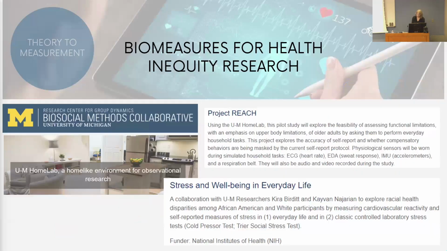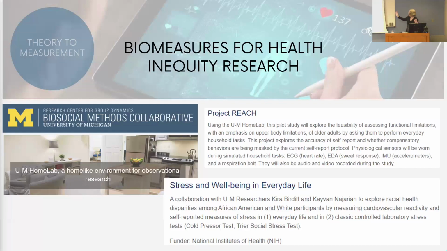Another really incredible resource at ISR for health inequities research that I wanted to give a shout out to is the Biosocial Methods Collaborative and its home lab, which is downstairs in the basement. And if you've never had a tour of it before, it's definitely worth a look. But the idea here is, again, bringing theoretical and lab-based measures to the social sciences in real-world context, not in a lab where people are going to be behaving in ways that are not natural. They wouldn't behave that way in their normal social life.